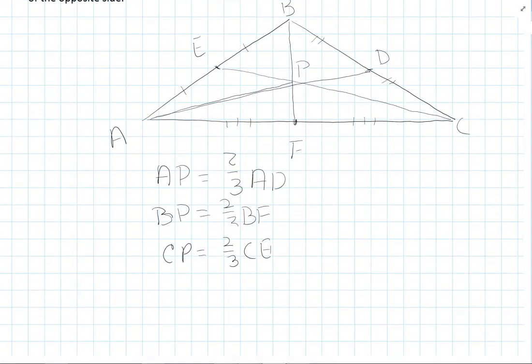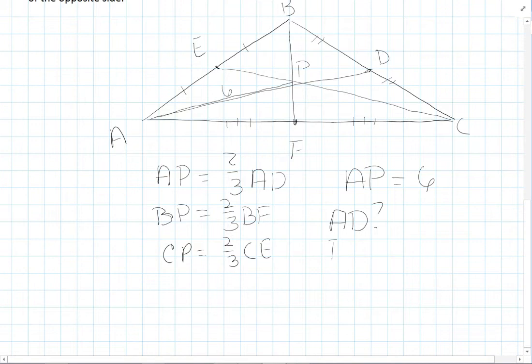So let's just say that the length of line segment AP is 6. So I'm putting the 6 right here. And I want to figure out what the length of the whole median is, and what the length of the other section of the median is. So I'm going to use this theorem right here, this formula, and I'm going to say AP is 2/3 of the whole median. This is where this erase comes in nicely.